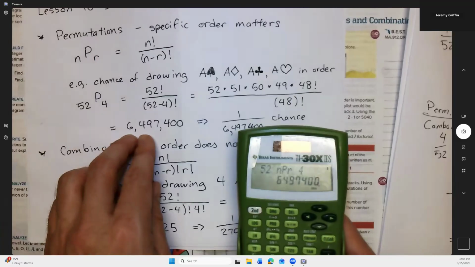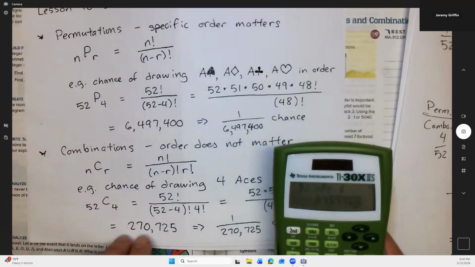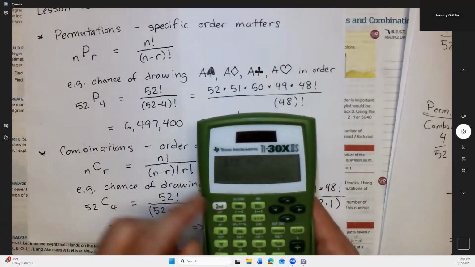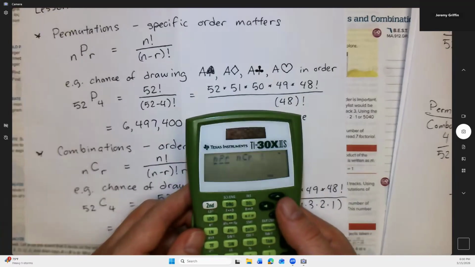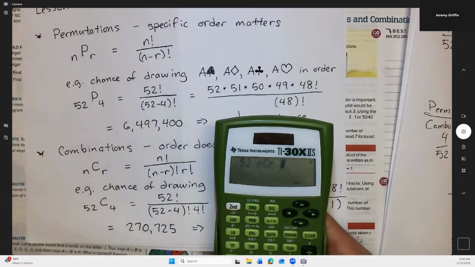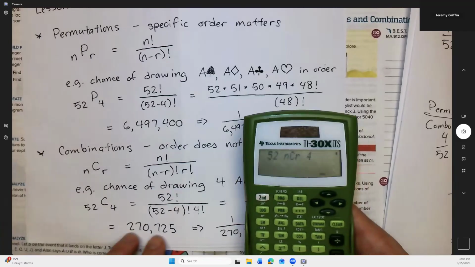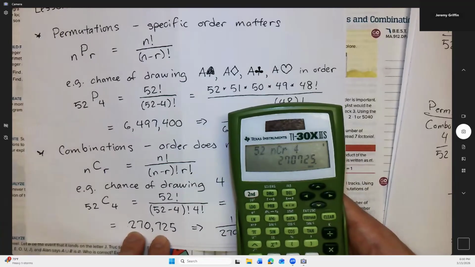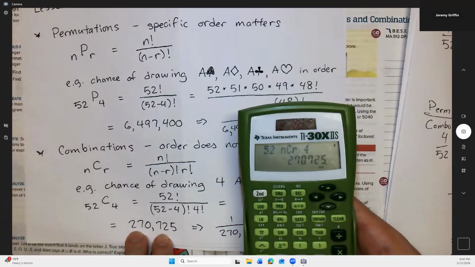And then if you don't care about the order, let's do combinations. I can type 52 for 52 cards in a deck, hit PRB. Now I'm going to scroll over to nCr for combinations, and then type 4 for 4 cards. And it should tell me this number right here. Let's see if it does. Yep, sure does. There are 270,000 ways to draw any four cards as the first four cards.